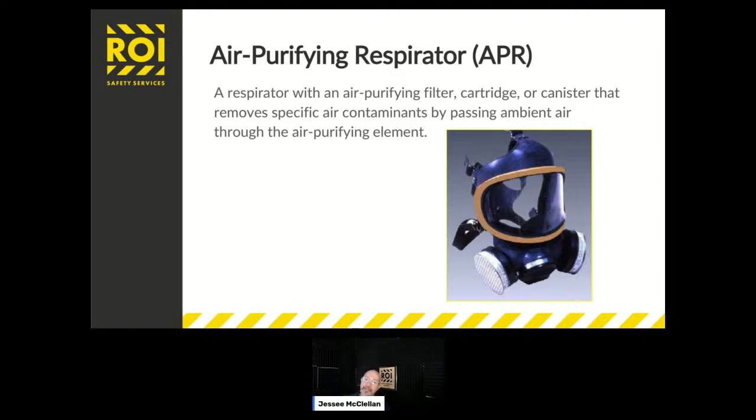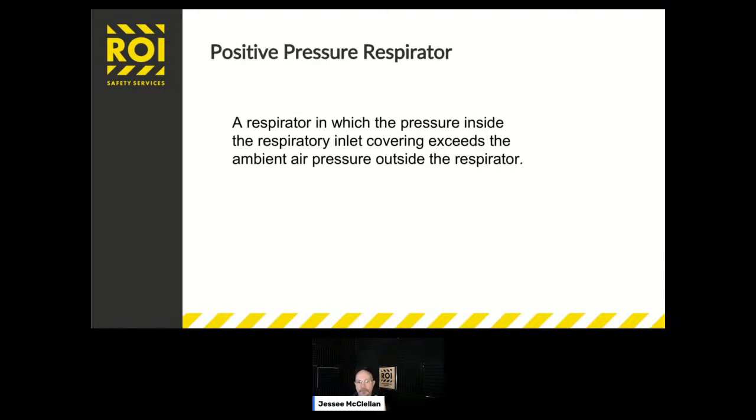You need to do a job hazard assessment to make sure you have the right respirator for the right type of hazard you're dealing with. So an air purifying respirator will protect you from most everything, except a supplied air situation. It's just going to clean the air. It's not going to give you any oxygen.